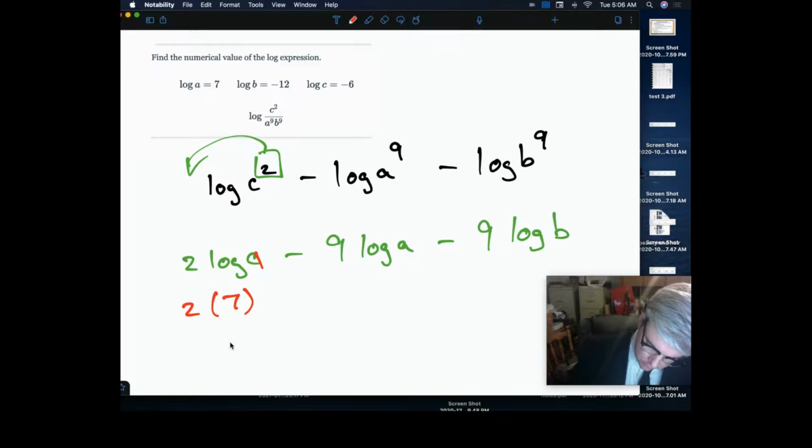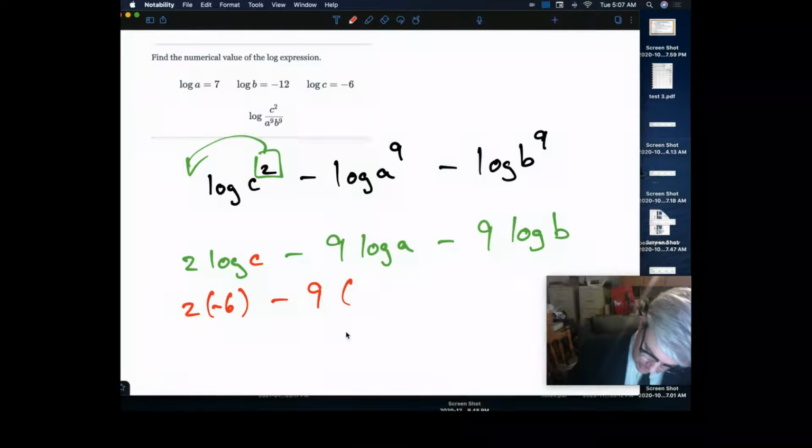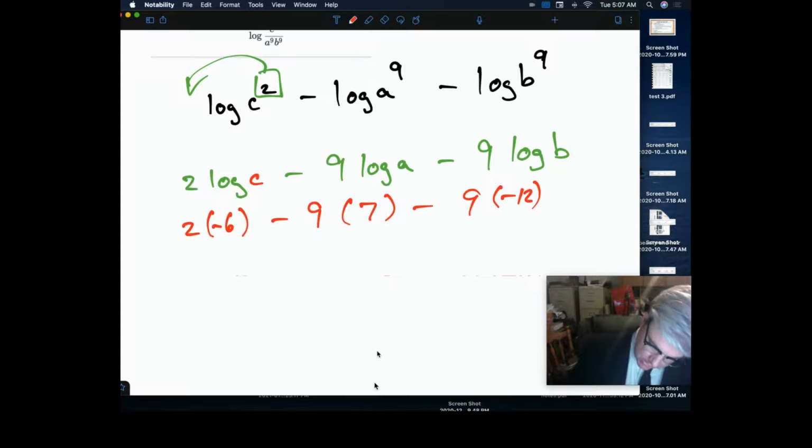Wait, no, I can't read my own handwriting. This is log c, my bad. So log c is -6. Log a is 7, and log b is -12. And so I'm left with -12 minus 63 minus, what is that, 108, plus 108.